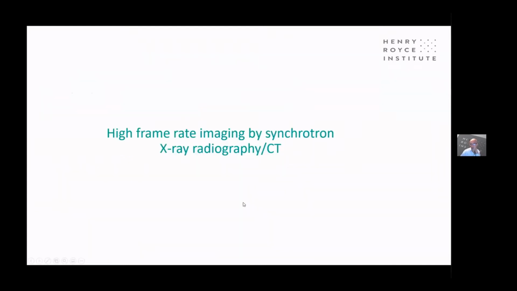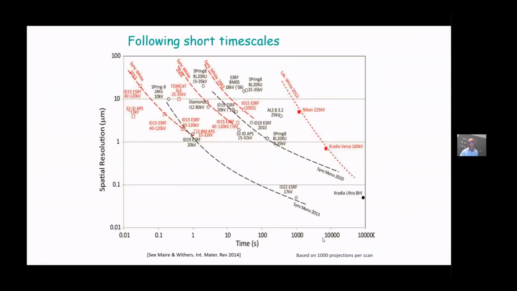So I'm going to start by looking at high frame rates, where you want to record 3D images in real time to capture fast phenomena. And here this is a graph we produced about 6 or 7 years ago now, and it shows how, as you increase the resolution, the time to acquire a scan goes up. So very high resolution, so for example, if you want to image at 0.1 microns, then it might take you hundreds of seconds to acquire enough flux on the sample to acquire enough photons to create an image.